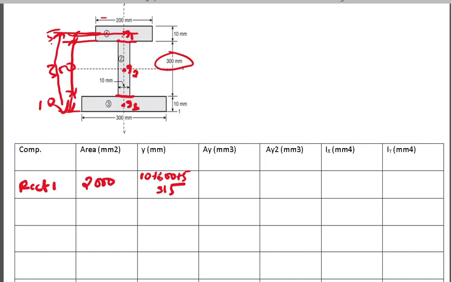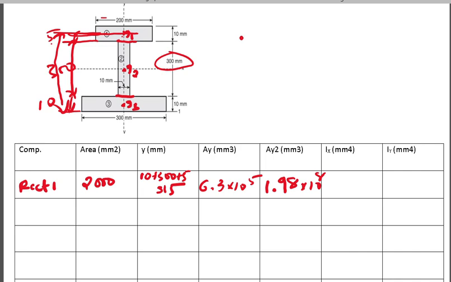Next, a into y. What is the value of a into y? After multiplication, this value will become 6.3 into 10 to the power of 5. Next, ay square, that is ay into y, will become 1.98 into 10 to the power of 8.